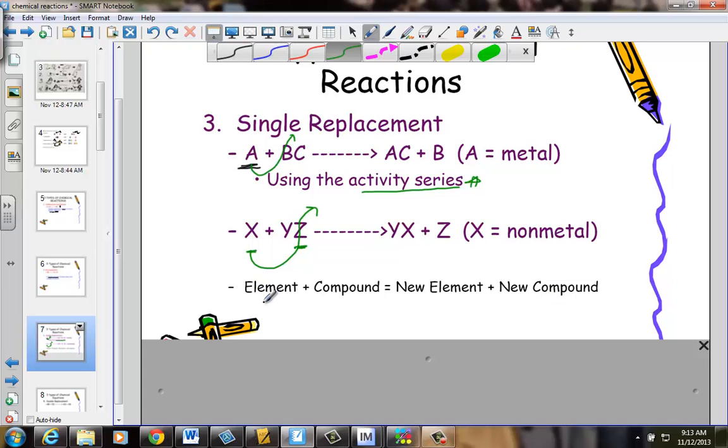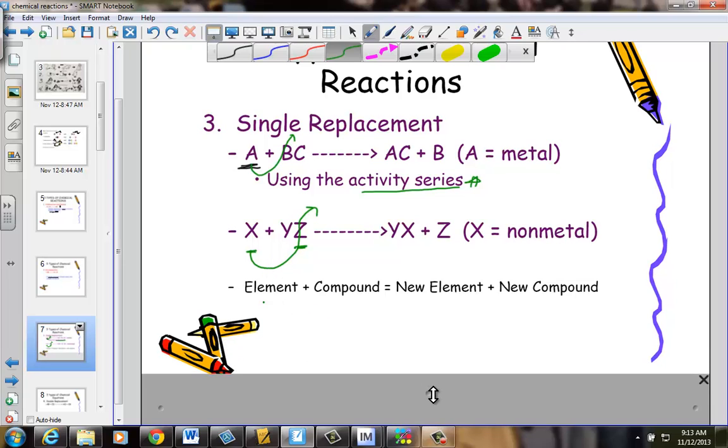This element might be a metal, as in our first example, or this element might be a non-metal, as in our second example. Again, we're previewing all 5 today, spending quality time with each of the patterns through the course of our lessons. The third of our patterns, called a single replacement, an element with a compound forming a new element and compound.